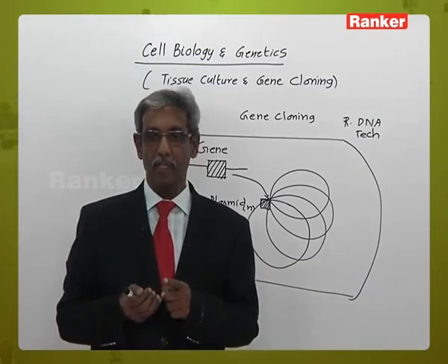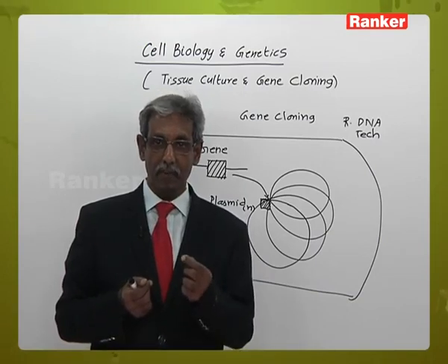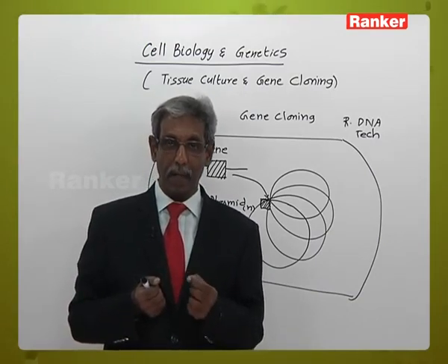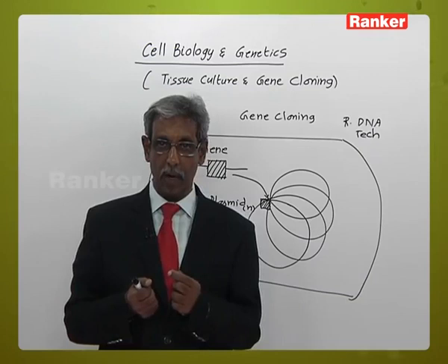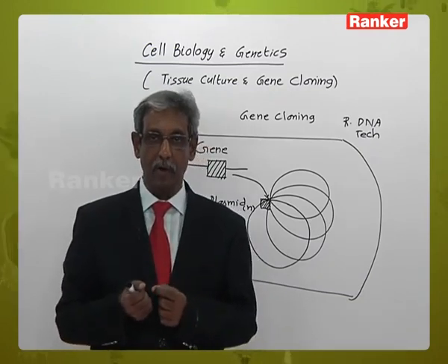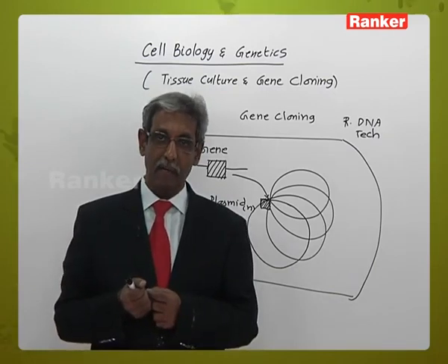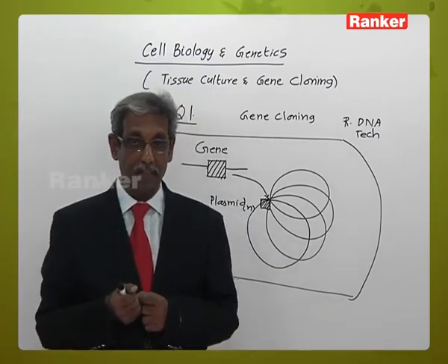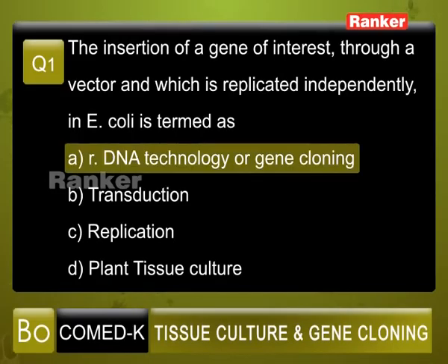So, given the choices, whenever we have a gene of interest via vector, replicating independently in Escherichia coli, the popular term used for this is rDNA technology or gene cloning. Otherwise, it could also be referred to as genetic engineering. The answer is A.